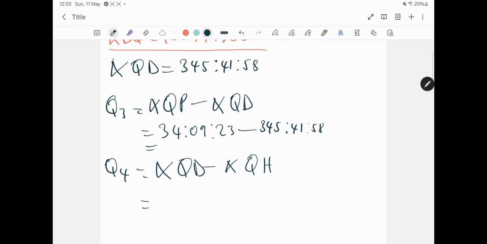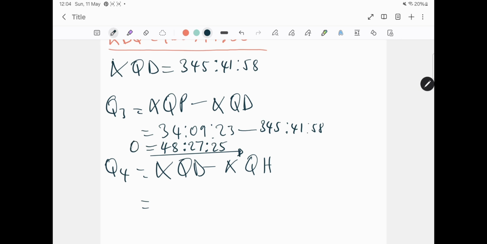So what do we get? So it's 334 09 23 minus 345 41 58. So we're getting a negative 311. So we don't work with negative angles. So you add 360 to a negative angle to get the positive angle. Plus 360 in this angle, which gives us 48, 27, 25. So I don't need to find the pattern of this one because it's an internal angle, it's not a bearing. That's Q3.